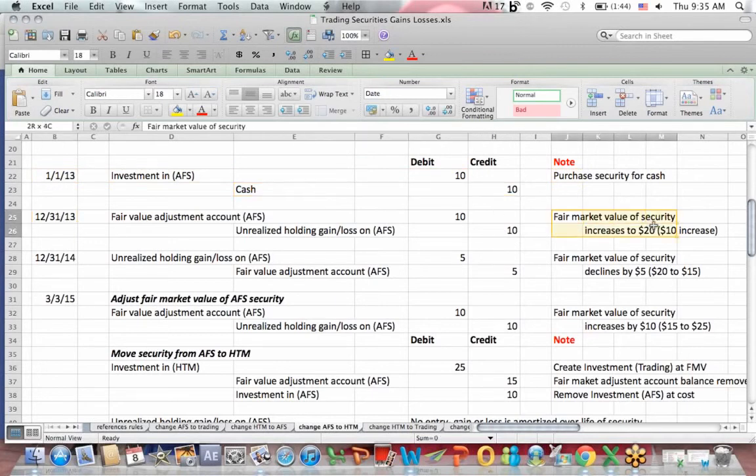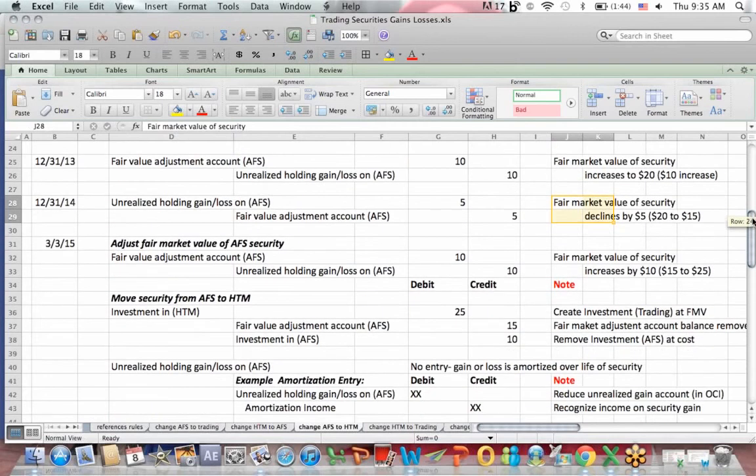12/31/13, the fair value has increased by $10 from 10 to 20. So we increase the fair value, debit. We have an unrealized gain, AFS security, credit. A year later, the fair value of the security declines by $5. We have an unrealized loss of 5, a fair value credit of 5.